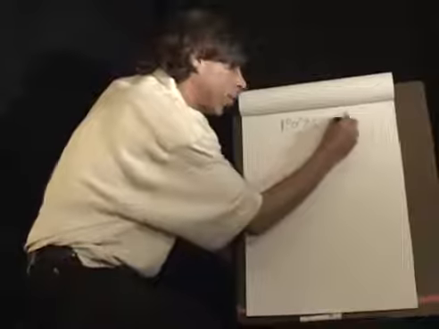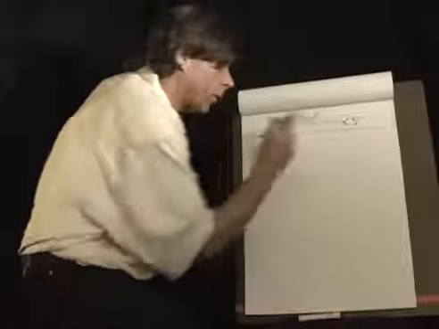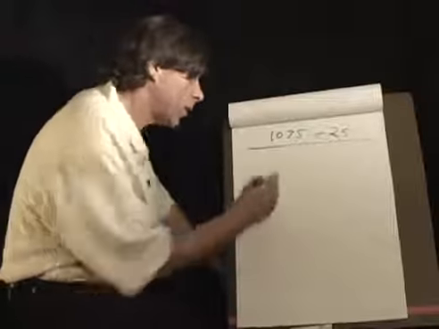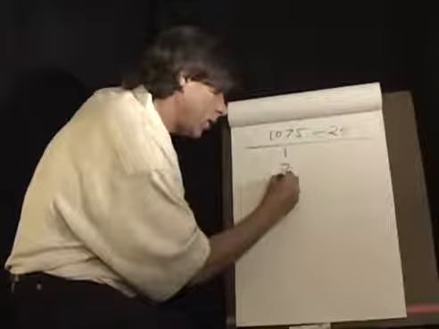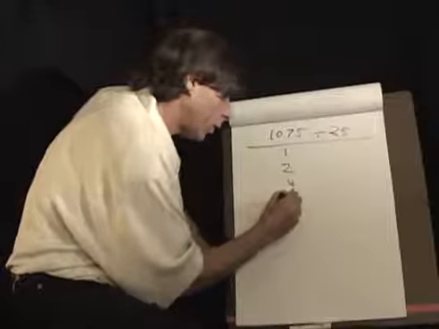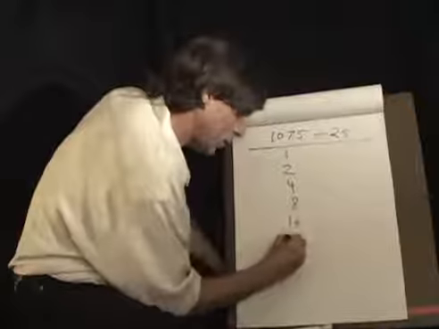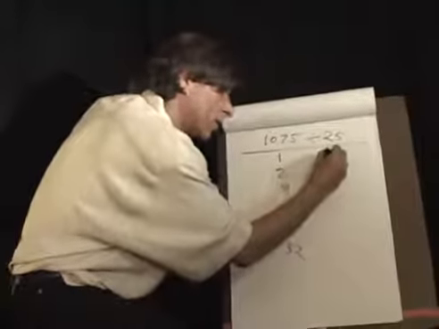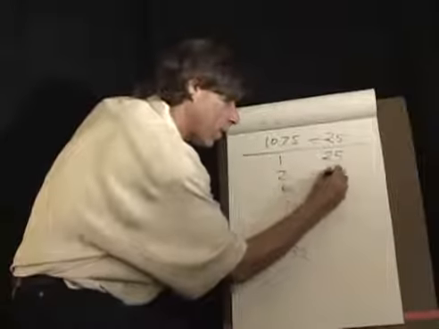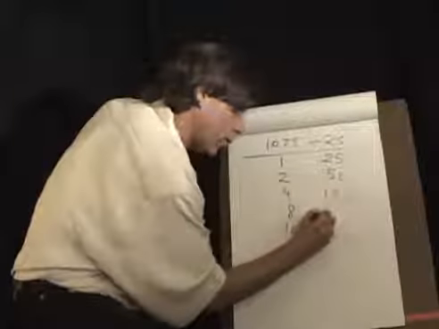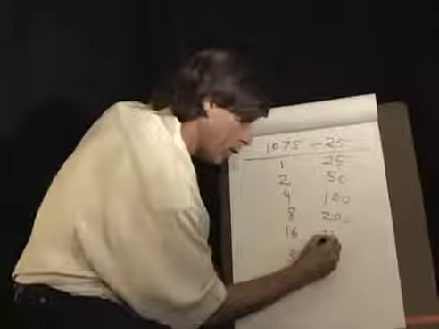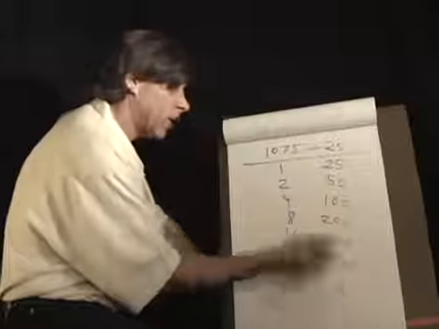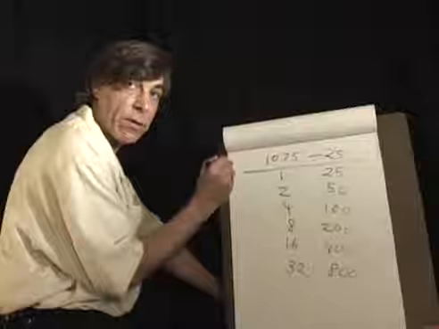1075 by 25. Now, we don't want to use the multiplication table, nor do we want to use any kind of long division. And the way to do it is like this. Simply write out the powers of 2, 1, 2, 4, 8, 16, 32, and so forth. Here again, just the doubling of 25, 50, double that, 100, 200, 400, 800. I stopped there because if I went further, it's 1600, which is larger than 1075.